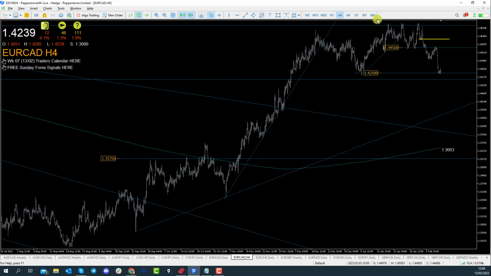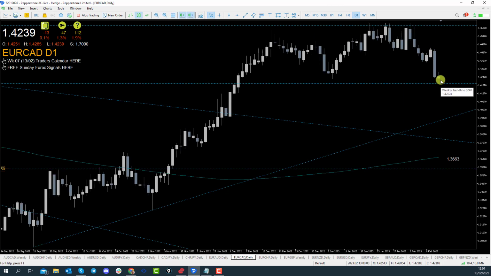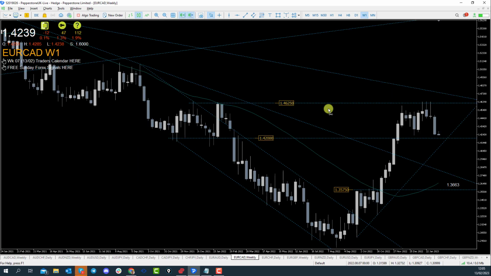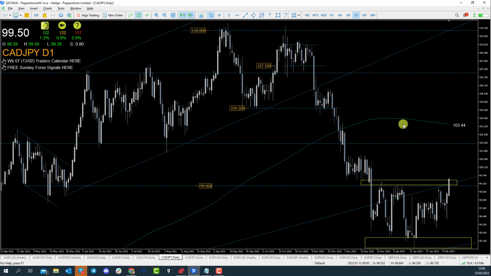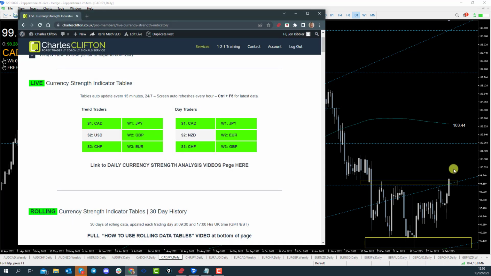So just to make you aware, nice move there, nice 200 pip drop from that point, which we were looking for. So I expect EURCAD to continue to the downside. But like I said, momentum in the market from the tables is with CAD yen. I'm going to be looking to see if price can trade outside of this range here and move up towards the 102 handle.